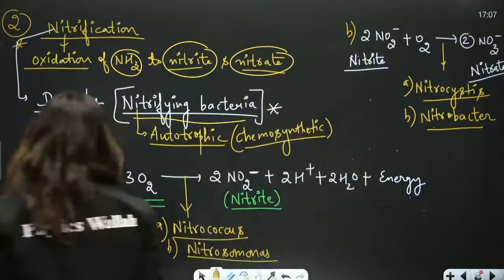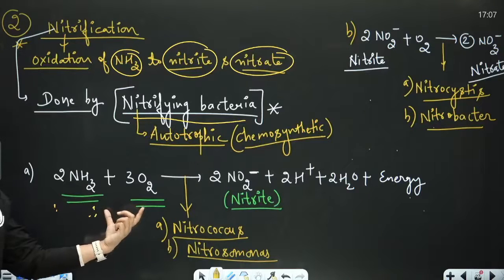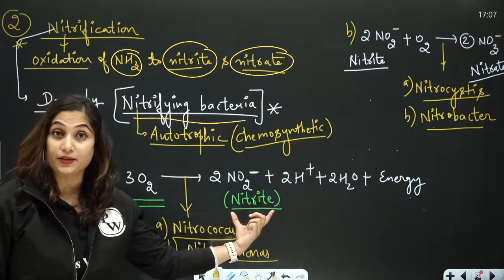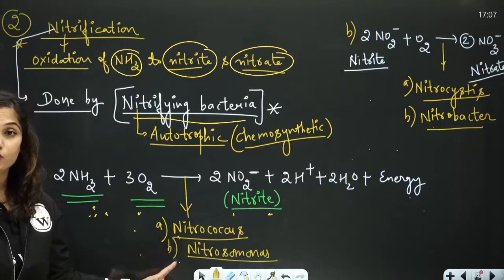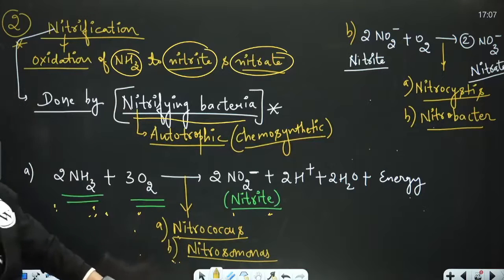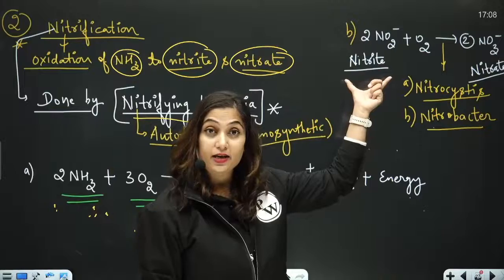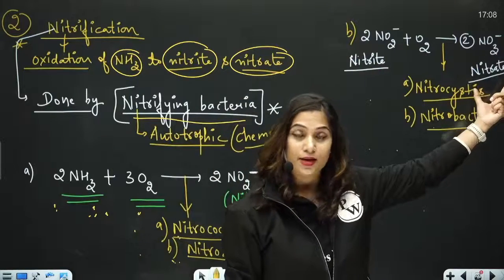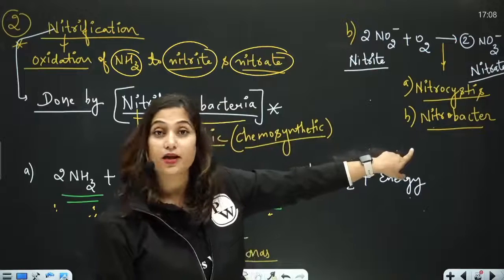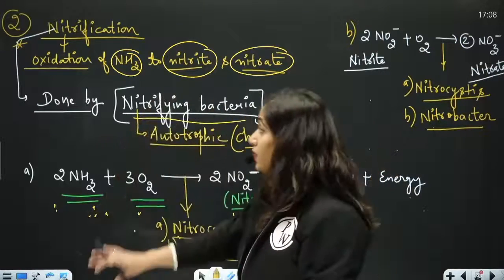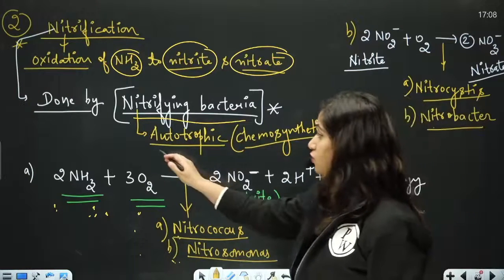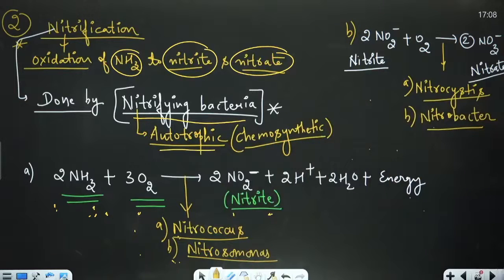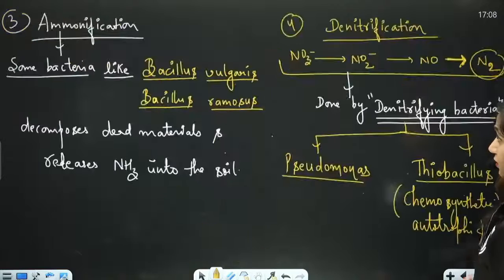They are not photosynthetic, they are chemosynthetic in nature. Okay, so first of all, ammonia is oxidized to form nitrite, and this is done by two bacteria, Nitrosococcus and Nitrosomonas. Question directly comes. Then further, this nitrite is oxidized to nitrate, and this is done by Nitrocystis and Nitrobacter. Clear? So these four are the nitrifying bacteria which are chemosynthetic, autotrophic in nature, and they do nitrification. This slide is very important. Clear? Let's move on further.